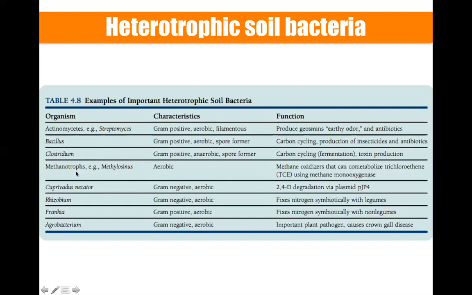We have methanotrophs, methane oxidizers. We have Cupriavidus necator, and Rhizobium. You have heard a lot, I'm sure, about Rhizobium. That is important in the nitrogen cycle with legumes. Frankia fixes nitrogen with non-legume plants. Also Agrobacterium, an important plant pathogen that causes crown gall disease in plants.